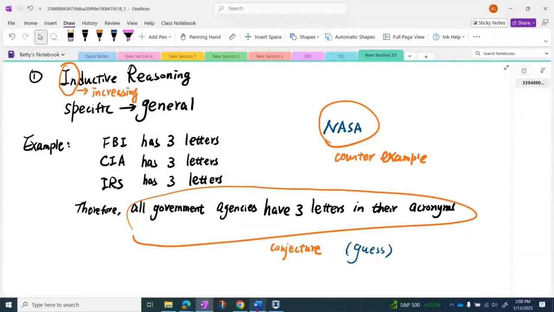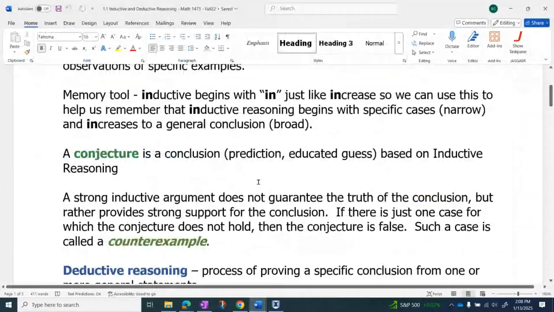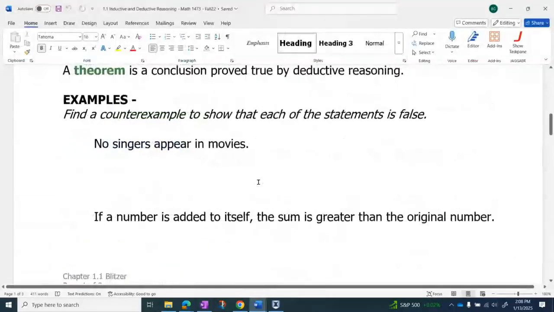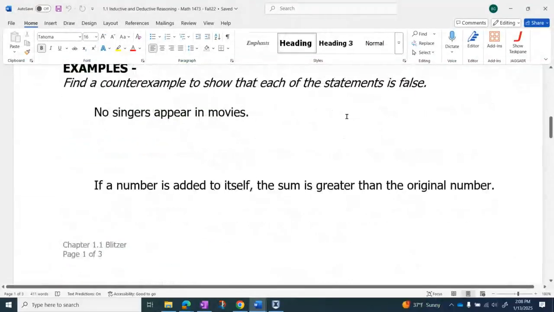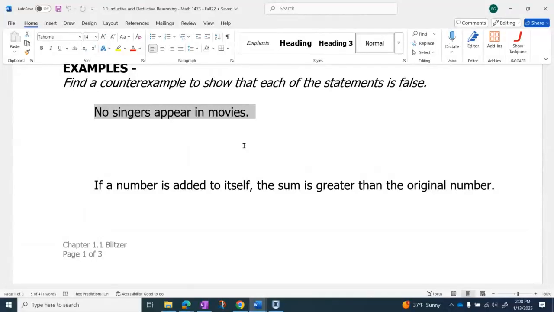Okay, let's practice some problems regarding counterexamples here. Find a counterexample to show that each of the statements is false. First one, no singers appear in movies. If you think this is not true, find a counterexample to show the statement is false. No singers appear in movies. Have you seen any singer play a role in a movie?